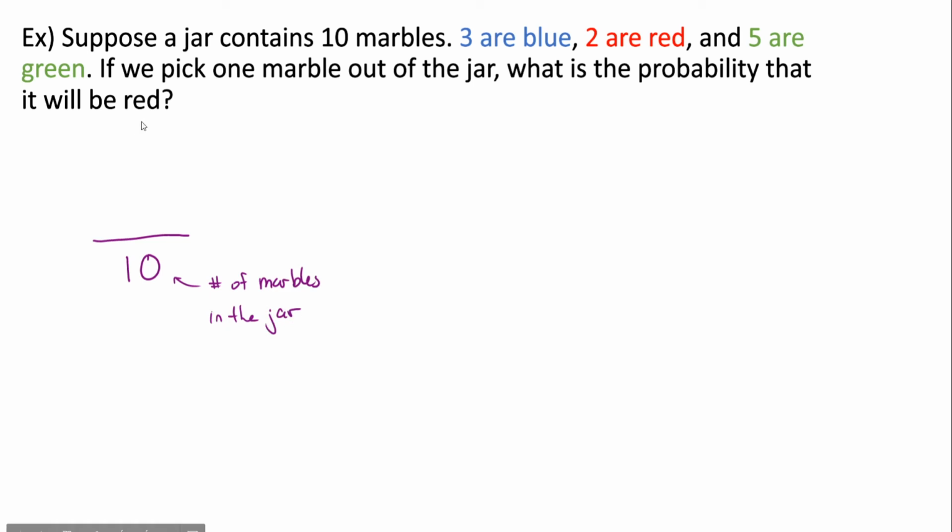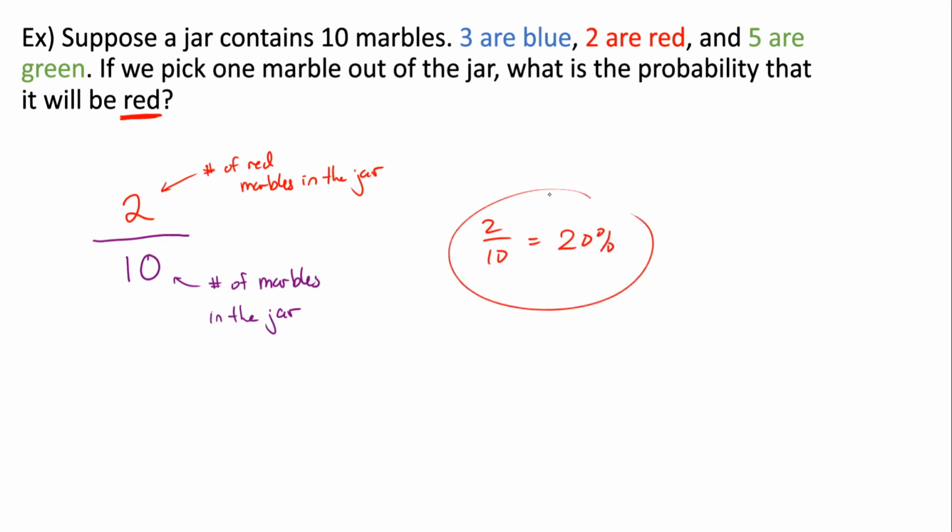Now we want to find the probability of getting a red marble specifically. So we know that we have 2 red marbles out of the entire 10 marbles in the jar. So this would be 2 out of 10. So this is the number of red marbles in the jar. So our probability here would be 2 out of 10, or 20%. Or 1 out of 5, but you don't need to reduce your fractions.